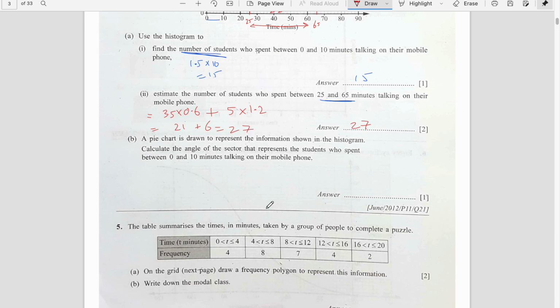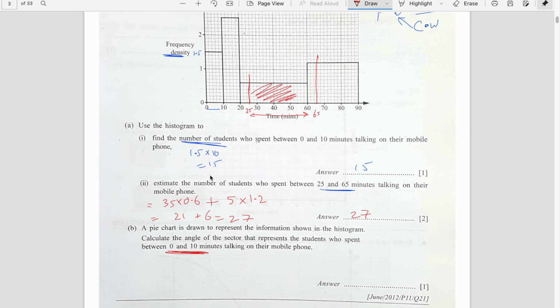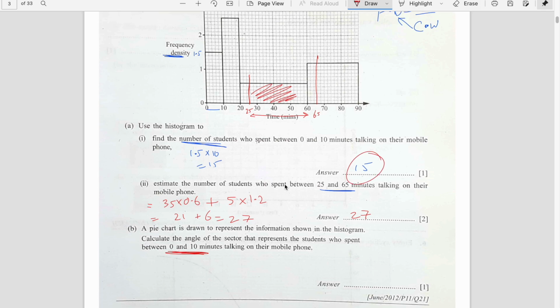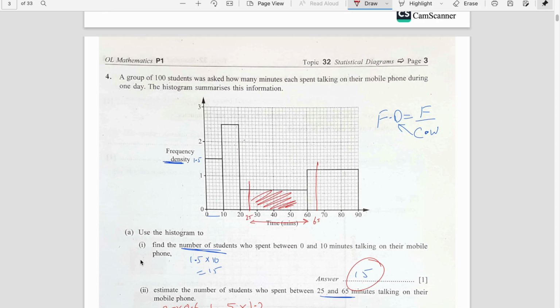B part. A pie chart is drawn to represent the information shown in the histogram. Calculate the angle of sector that represents the student who spent between 0 to 10 minutes. Now we have already calculated that 0 to 10 minutes were 15 students. And we have to calculate the angle. So basically it is 15 out of total students.